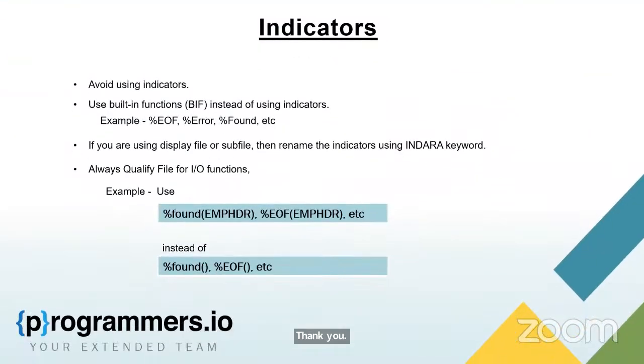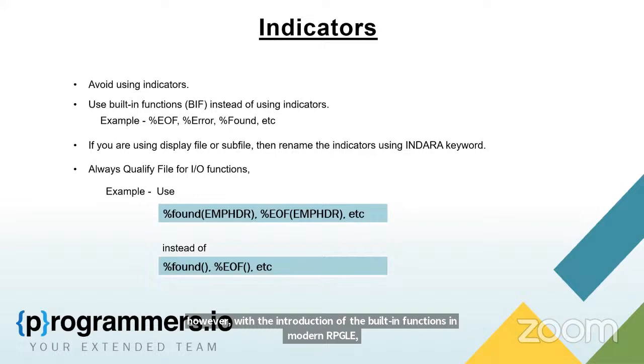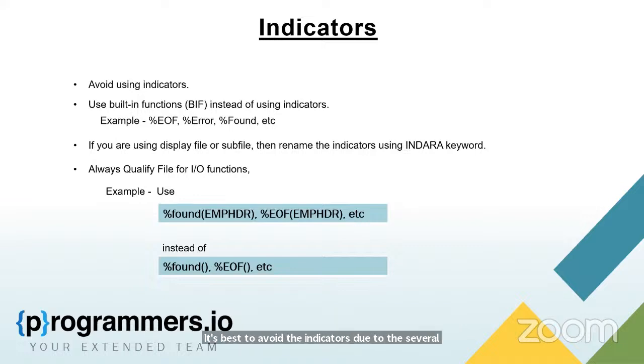So, next is indicators. In RPG 3 or RPG 4, indicators were commonly used to control the program logic and flow. However, with the introduction of built-in functions in modern RPG, it's best to avoid indicators due to several disadvantages. Using indicators can lead to code that is harder to read and maintain, as they can often obscure the logic by requiring developers to remember what each indicator actually represents. This will increase the chance of errors and misunderstandings, especially in larger programs.